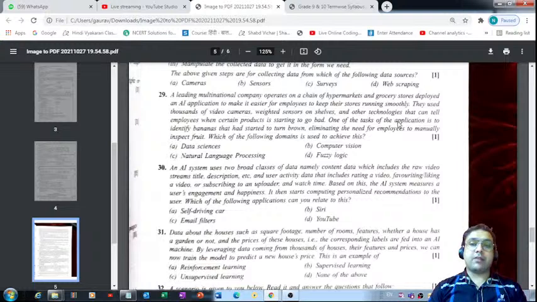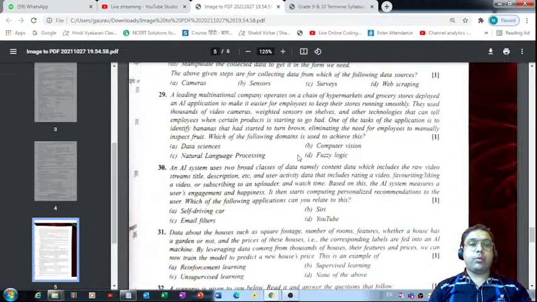Now one of the tasks of the application is to identify bananas that have started to turn brown, eliminating the need for employees to manually inspect fruit. Which of the following domains is used to achieve this?